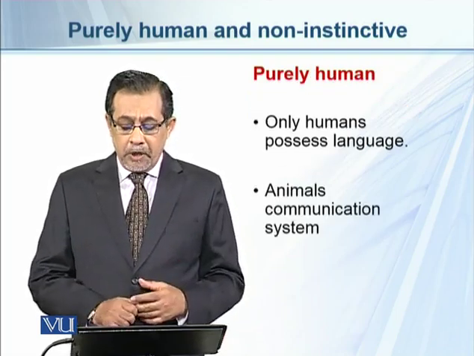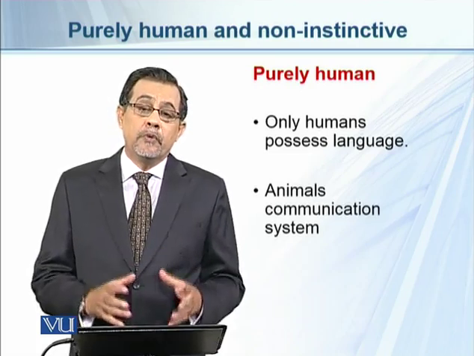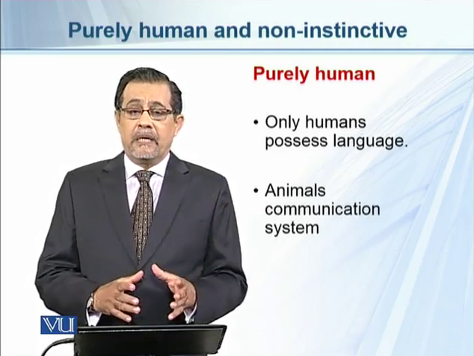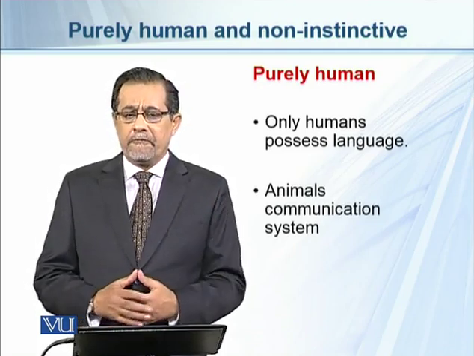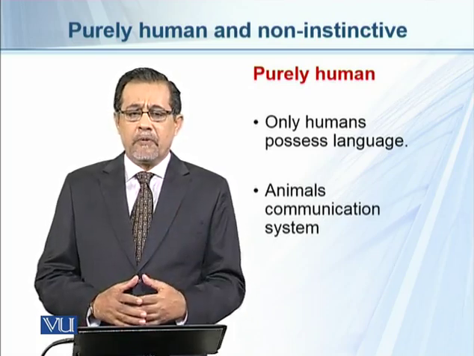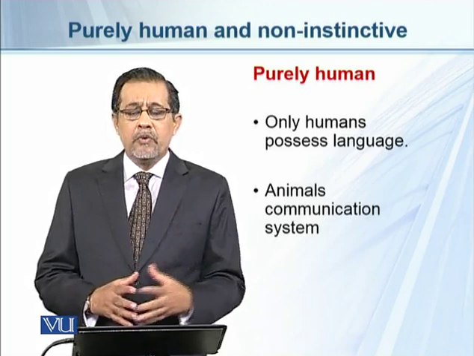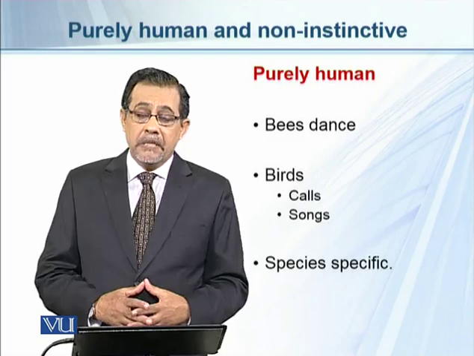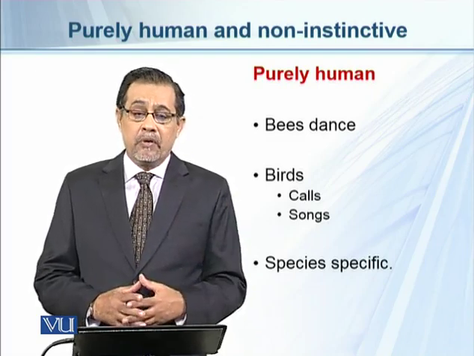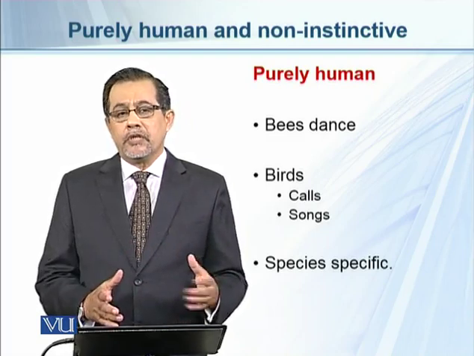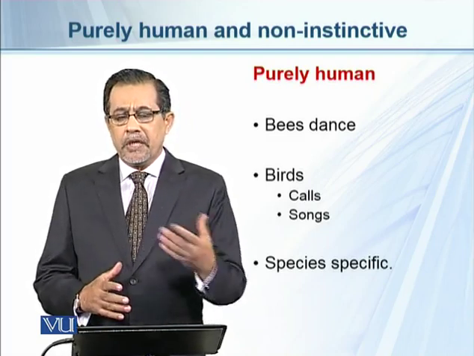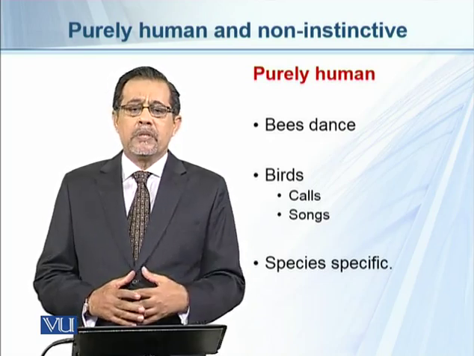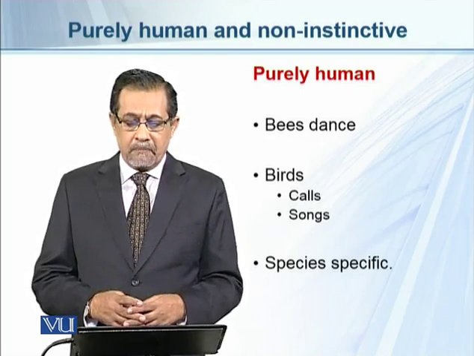When we come to purely human, we do know that only human beings possess language, right? And their communication system is very different from the communication system of animals. Animals do have a communication system. For example, if we look at bees and the bee dance, we all know that is a sort of communication system. The bees communicate to each other the place of the nectar. So they use a certain type of communication system.